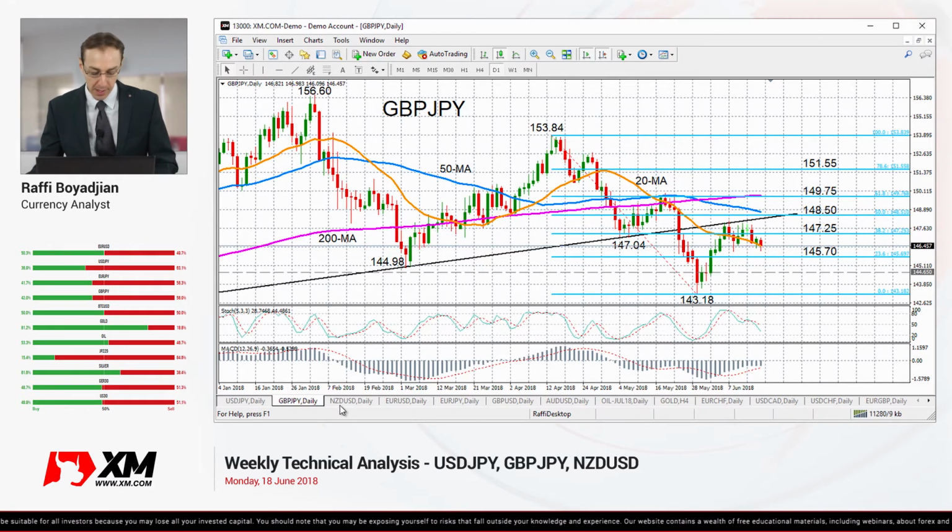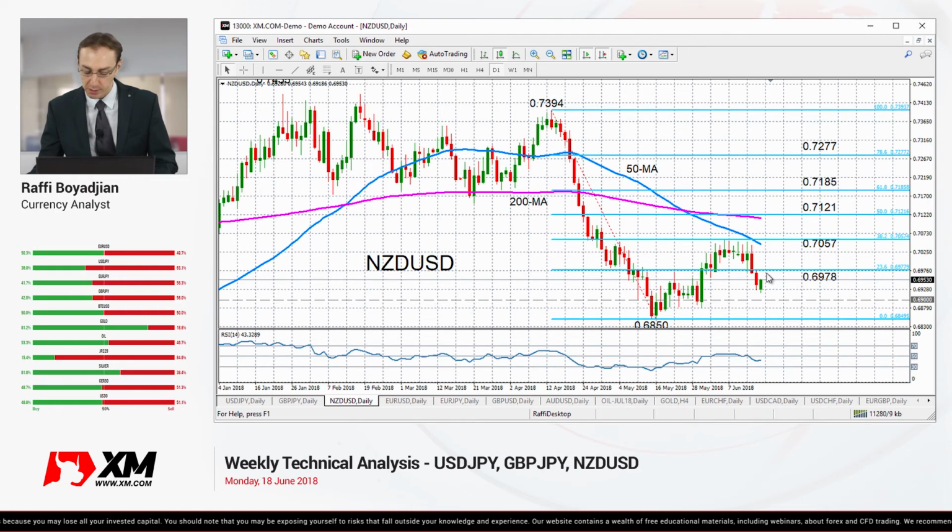And our final pair for today, the Kiwi dollar, it is looking fairly neutral. We can see RSI, it is in negative territory, slightly pointing upwards. If we do see a positive close today, that could potentially open the way for additional gains in the coming days. For now, though, the pair is lacking direction in the short term, at least.